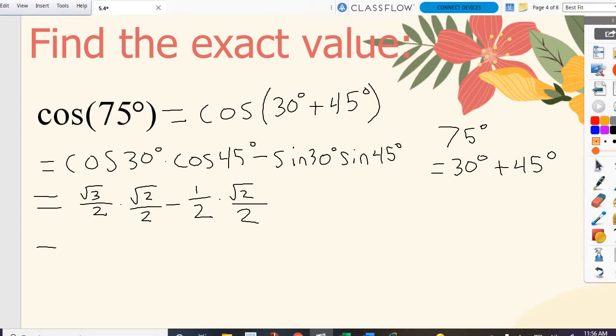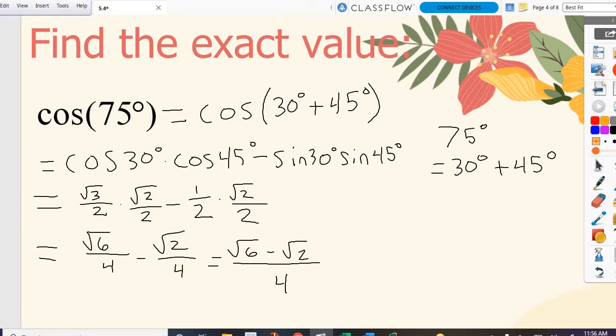Which that should look vaguely familiar. Do we have any ideas as to why it looks the same? Do we get the same answer as our last one? Why? Because it's also 90 minus 15. Which means they are what?